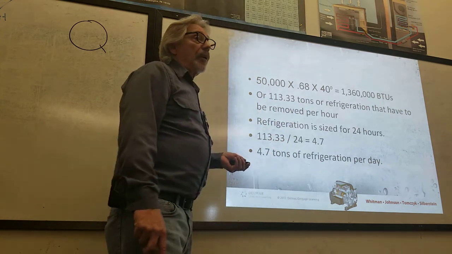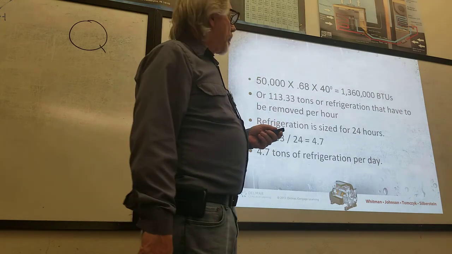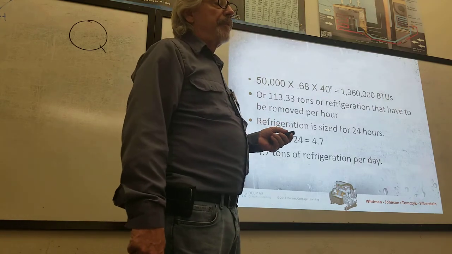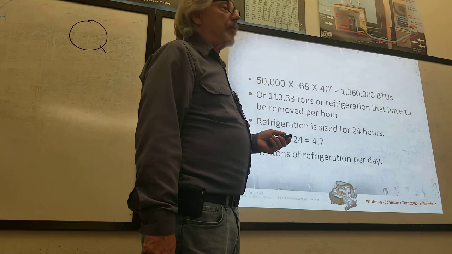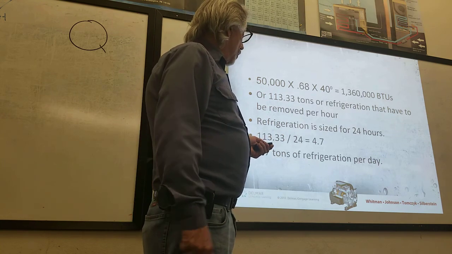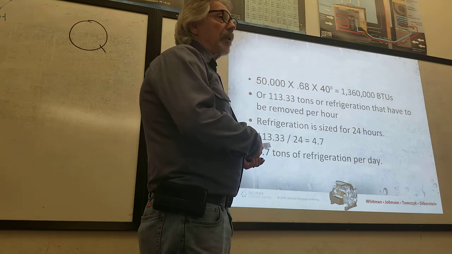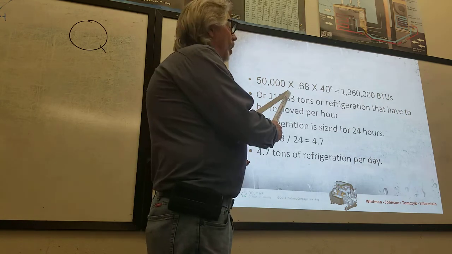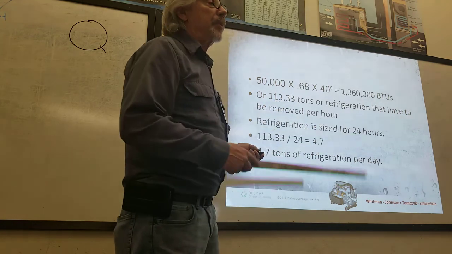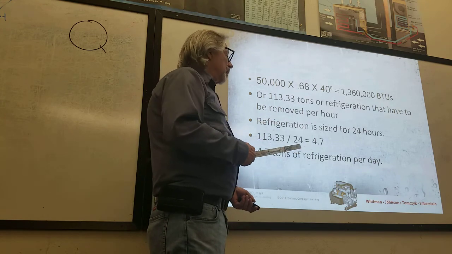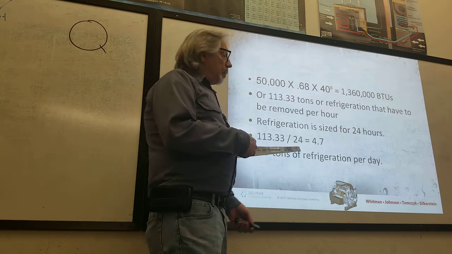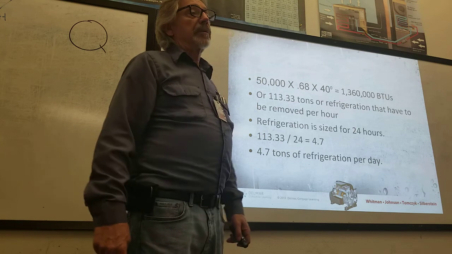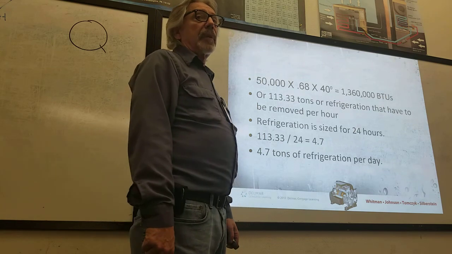Okay, so I got the BTUs, but how did you get the 113? Where does that come from, after you do the whole formula? That's how many tons it's going to take. Oh, okay. Per hour, but because we don't size it by the hour, we had to divide it by 24. Okay. And that's going to give us our tonnage for that equipment.